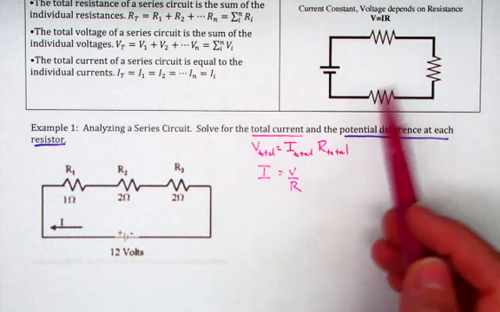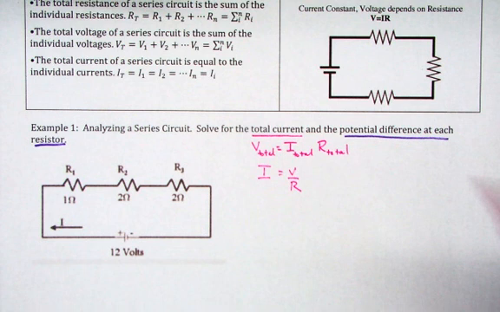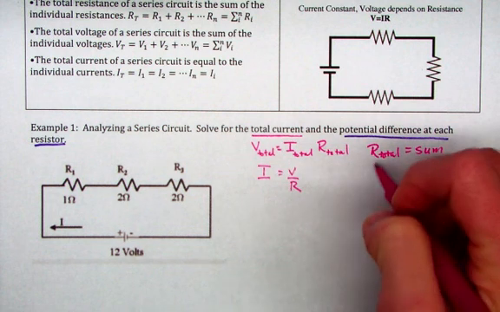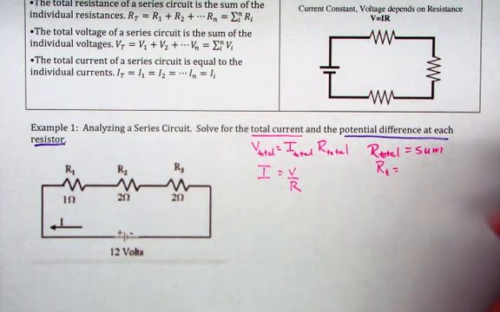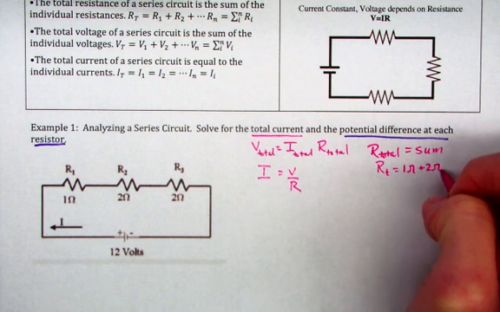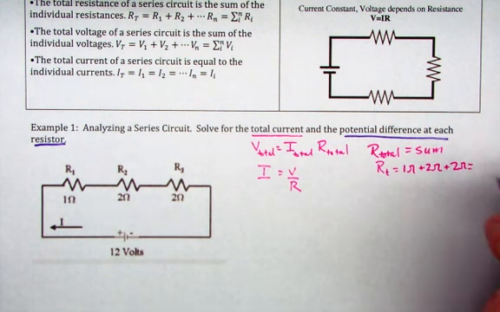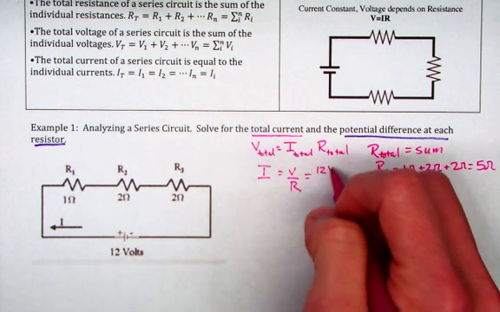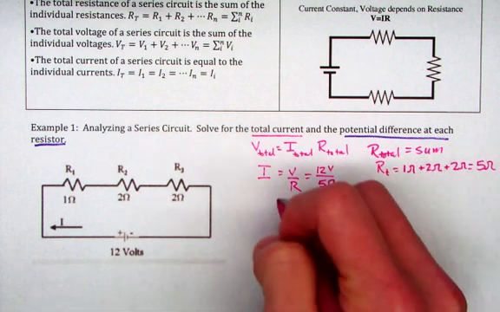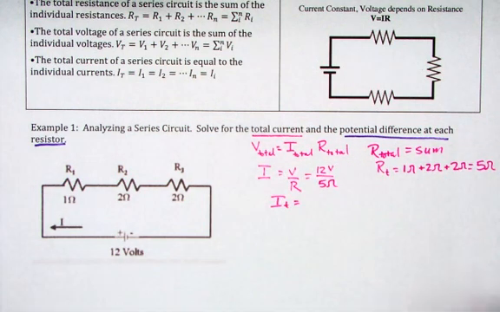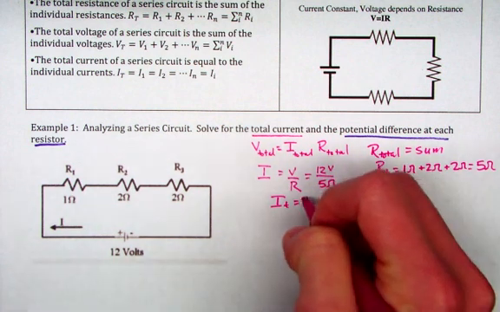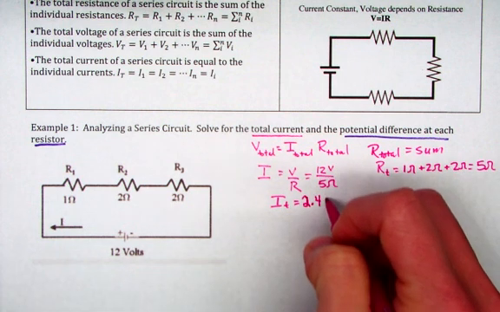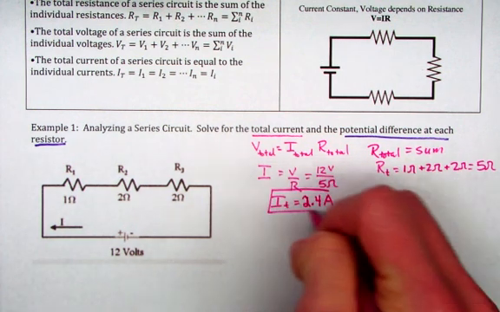How do we get the total resistance? We just add them up. So R total is going to be just the sum. So we get R_T equals 1 ohm plus 2 ohms plus 2 ohms, and that's going to be 5 ohms. So that's my total resistance for the circuit. So I come over here, I have 12 volts divided by 5 ohms, and my I total equals 2.4. What are the units for current? Amps. So 2.4 amps. So now I have my total current.